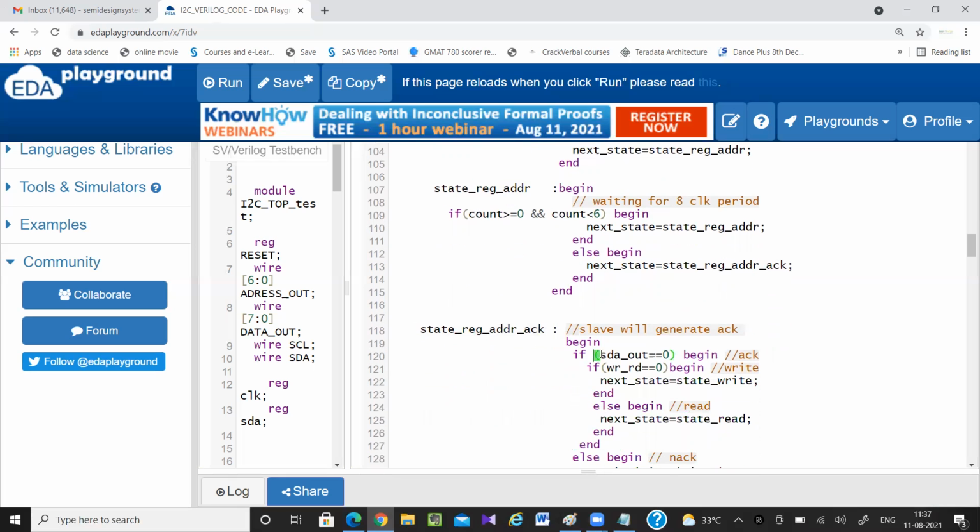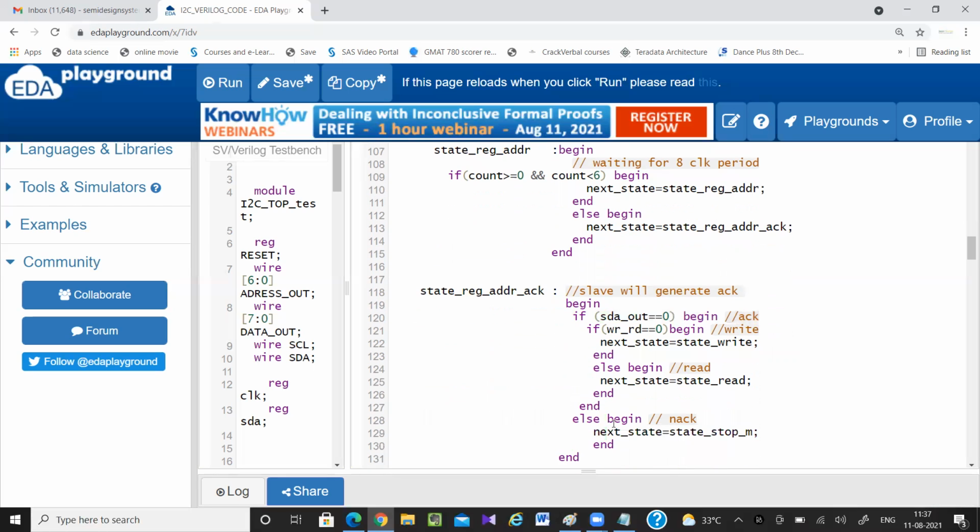Now here it will check this SDA, which is my SDA signal. If it is equal to 0, it means ACK. 1 means NACK. So if it is a NACK signal, then directly it is going to stop state. Stop means this is the stop state. You can go to idle state also. And here, if SDA is equal to 0, it means it is the acknowledgement. Next it will check whether the write read signal is equal to 0 or not.